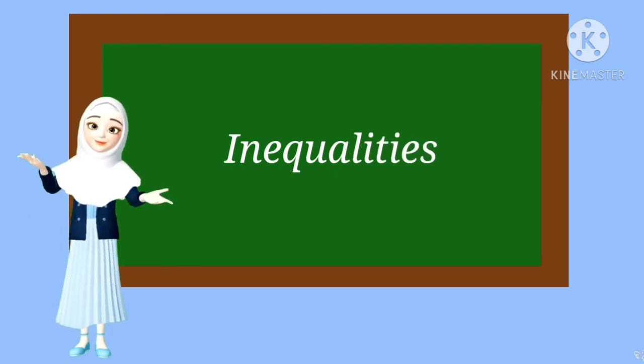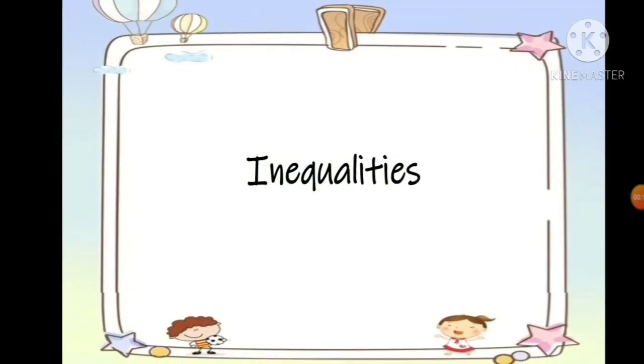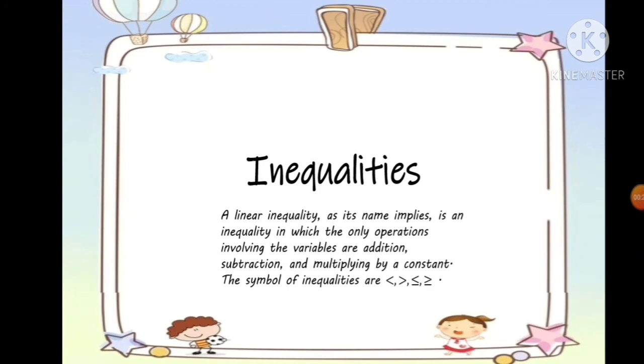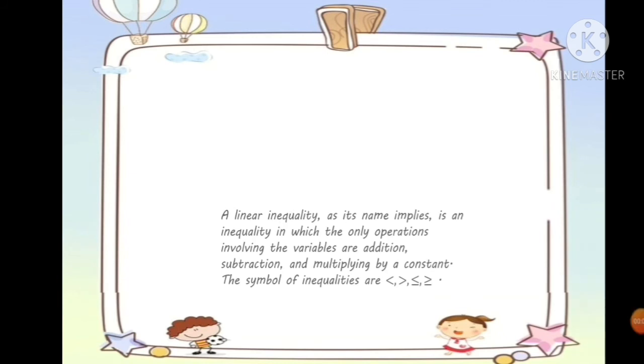Inequalities. A linear inequality, as its name implies, is an inequality in which the only operations involving the variables are addition, subtraction, and multiplying by a constant. The symbols of inequalities are: is less than, is greater than, is less than or equal to, and is greater than or equal to.